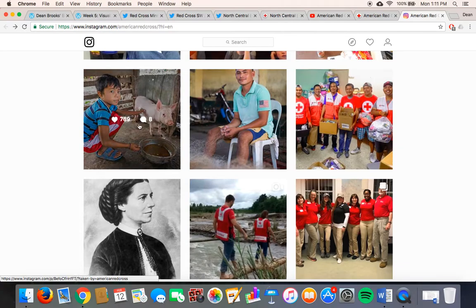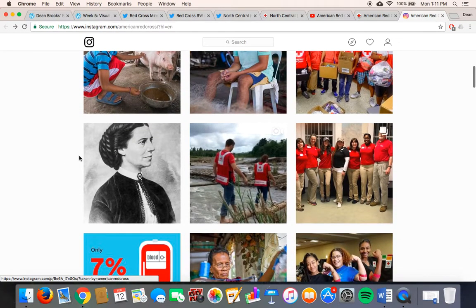But there's also pictures of different people across the world. They also delve into the different history of the Red Cross, the people that are helping in different parts of the world currently.